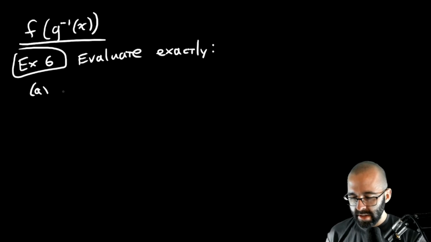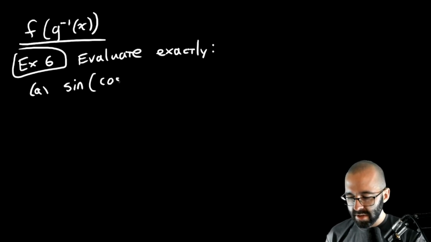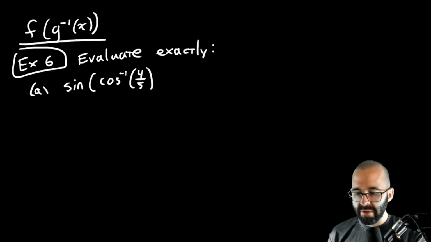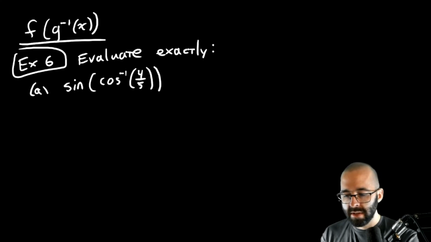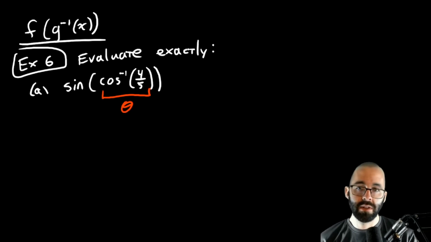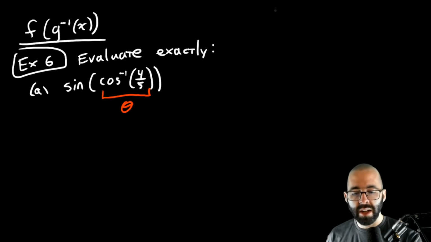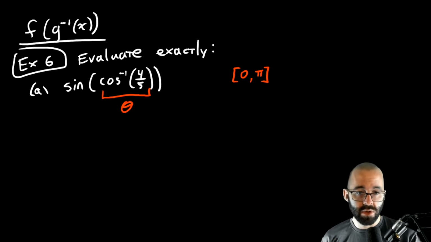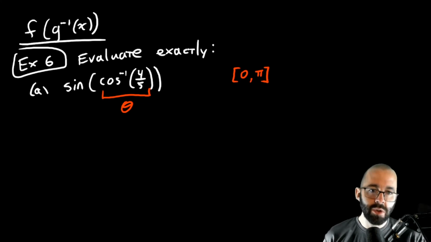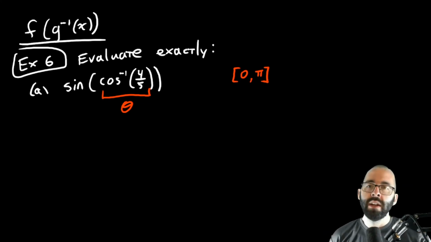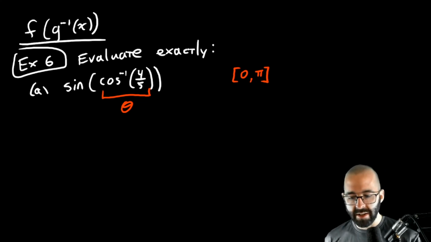Part A is going to be, what is the sine of the inverse cosine of the ratio 4/5? So the real hint for these ones is, remember that inverse cosine takes in a ratio and outputs some angle. And specifically, inverse cosine will output some angle in this restricted range. It's the range of inverse cosine. It's the restricted domain of regular cosine.